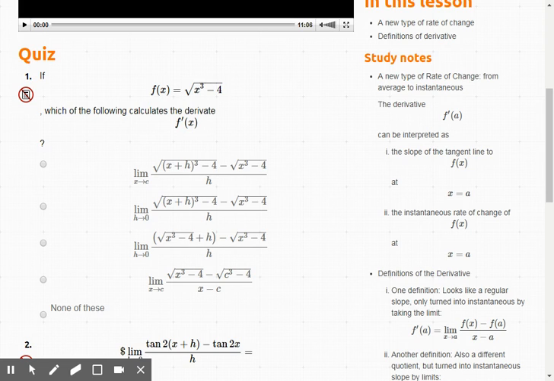Okay, here's the explanation for the concept of the derivative. Get a Five questions. Number one is just recognizing which one correctly plugs this function into the limit definition.